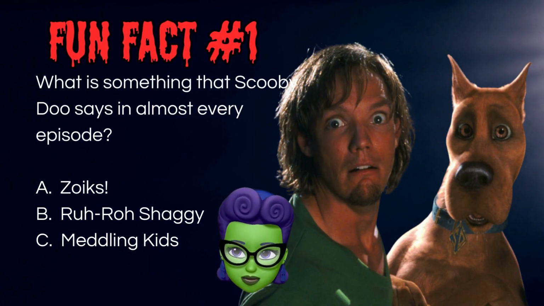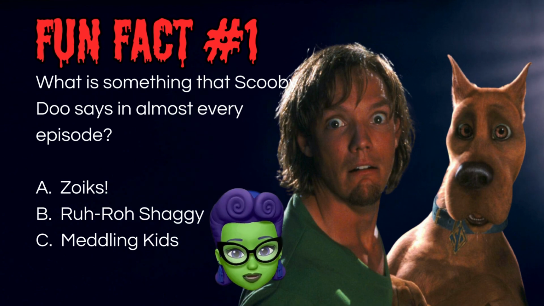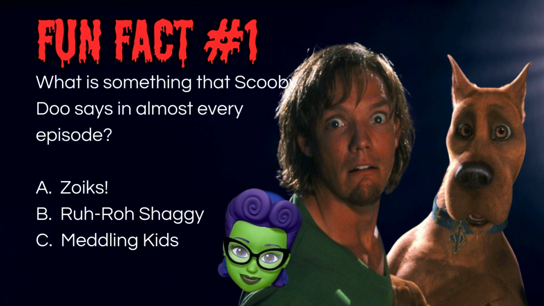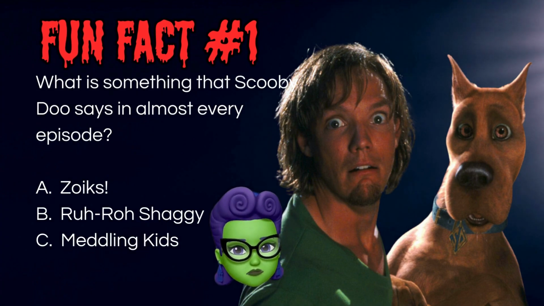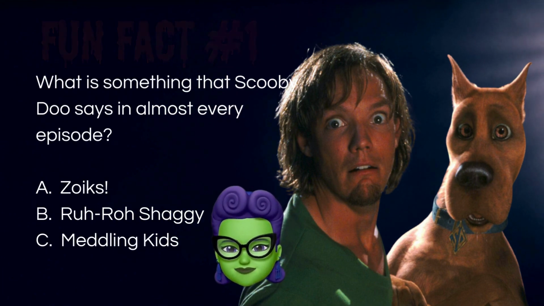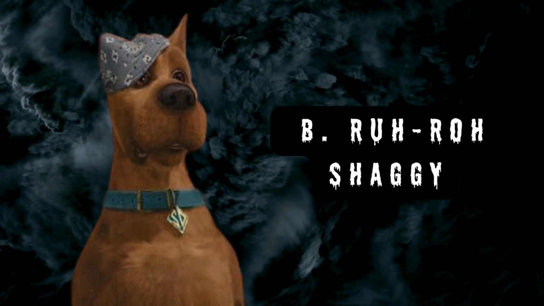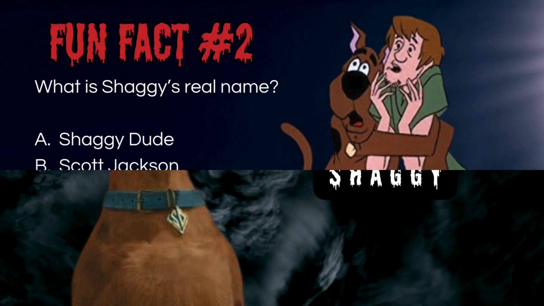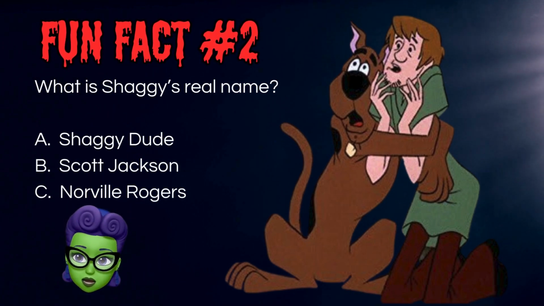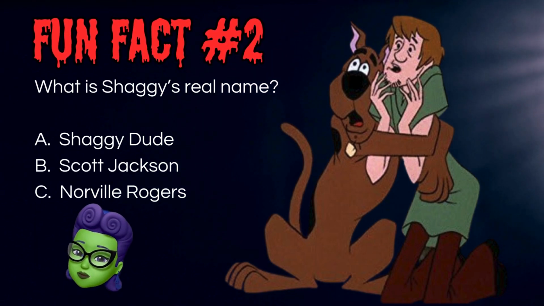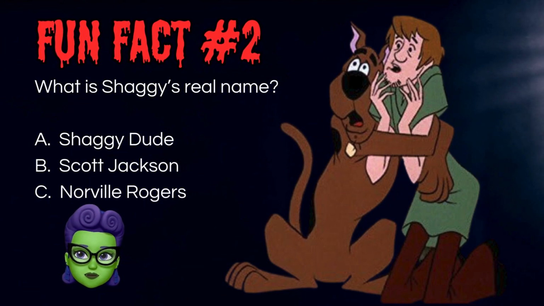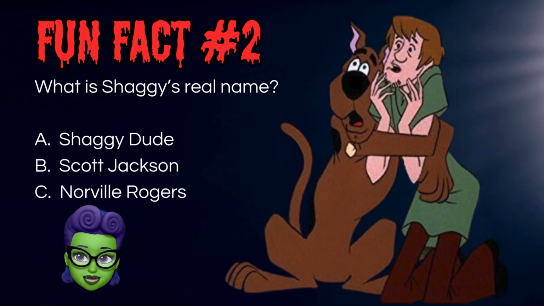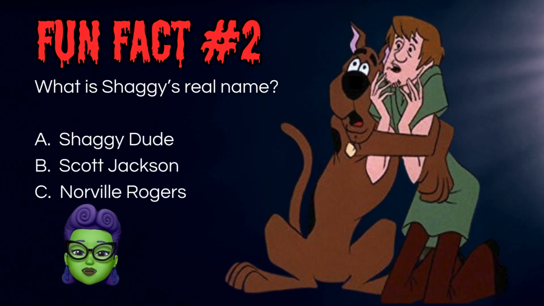Fun fact number 1. What is something that Scooby Doo says in almost every episode? Is it A, Zoinks, B, Ruh-roh, Shaggy, or C, meddling kids? Fun fact number 2. What is Shaggy's real name? Is it A, Shaggy Dude, B, Scott Jackson, or C, Norville Rogers?